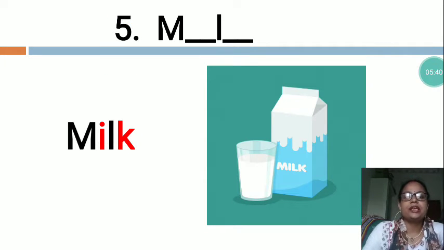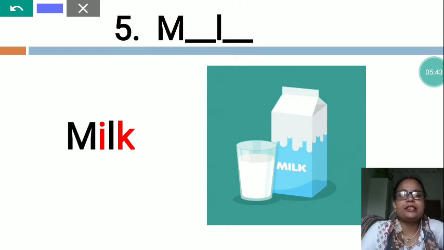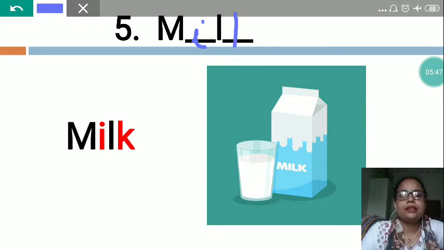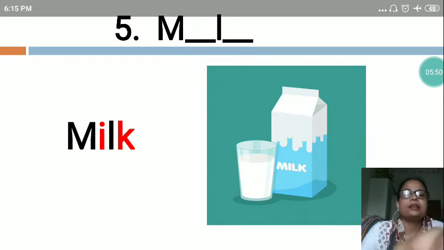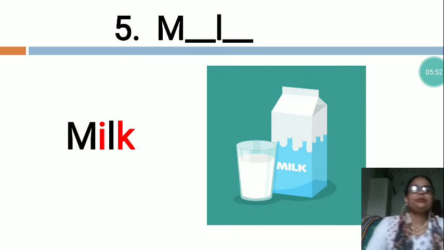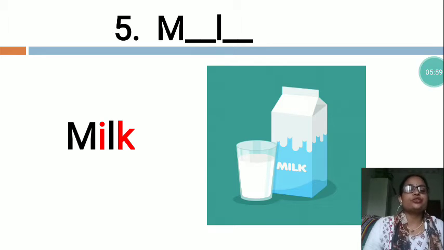So dear students, after M we will write I, M-I-L-K, milk. Now, milk is rich in calcium. It keeps bones healthy and strong, prevents bone problems. Drinking milk can help blood pressure. So, milk is a source of calcium, which is essential for healthy, strong bones.